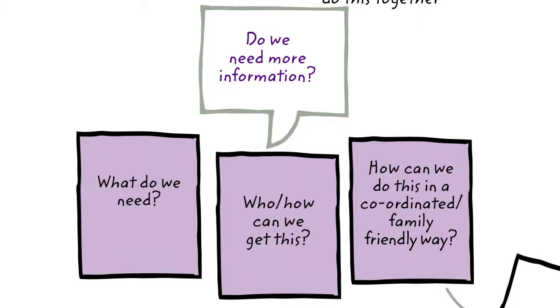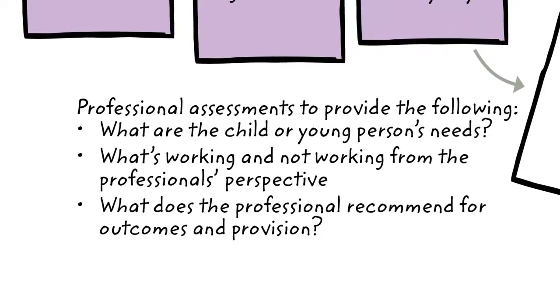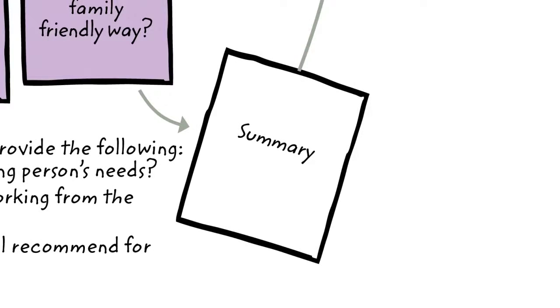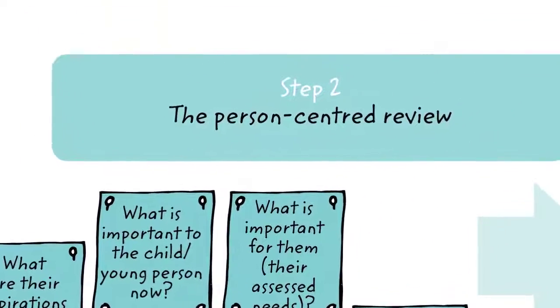At this stage, you may be mapping out all the information you've got against the sections of the IDP. Where you have gaps, you need to think about how you can get the information to fill this. If it's through professional assessments, you need to ask the relevant professional what the child or young person's needs are, what's working and not working from the professional's perspective, and what does the professional recommend in relation to outcomes and provision. All of this information is summarised, and the family or young person or child will see this before moving towards the person-centred review.